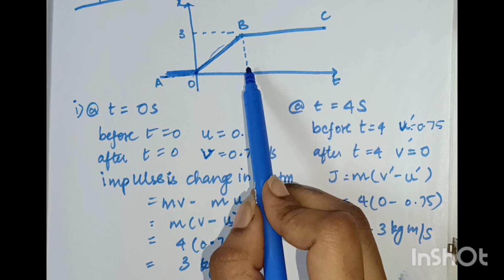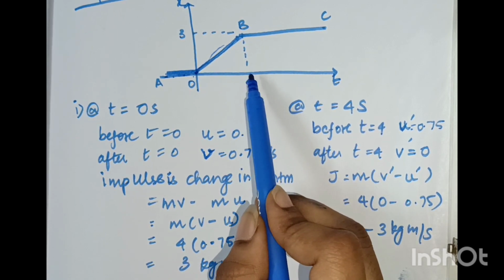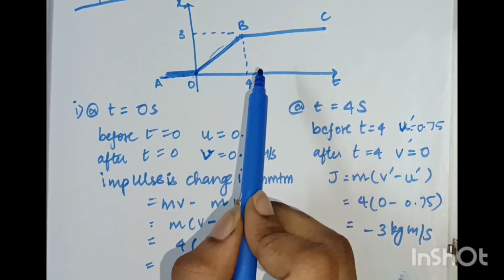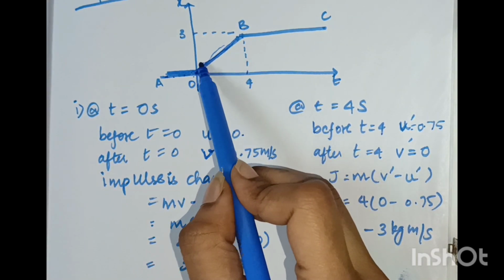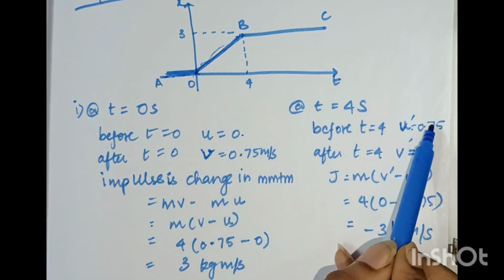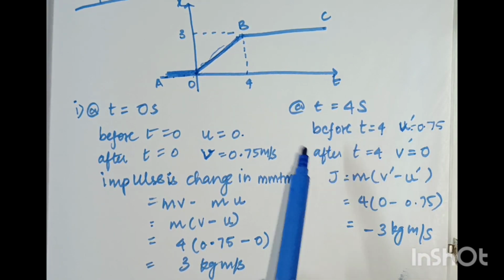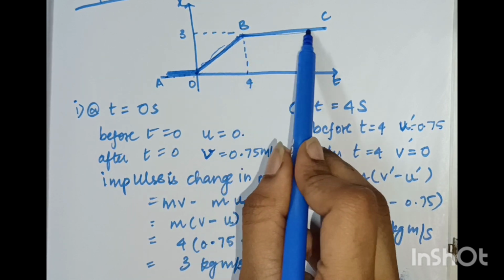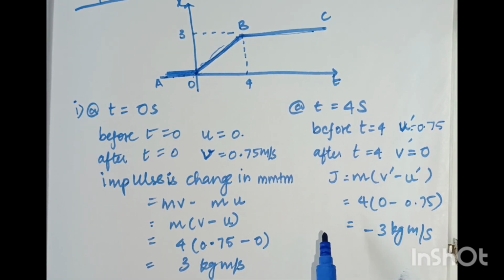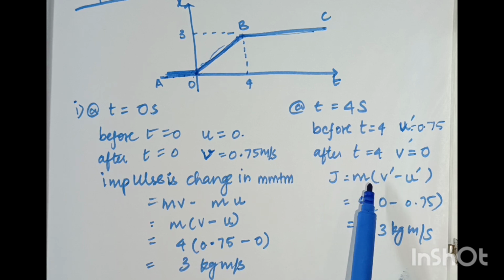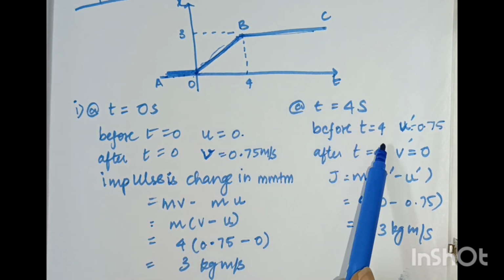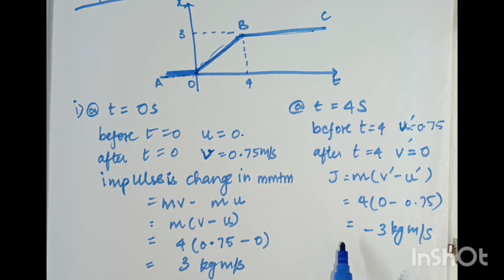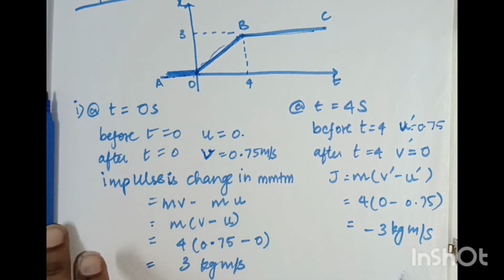Now to find the impulse at t equals 4 seconds, just see before and after t equals 4 seconds. Before t equals 4 seconds, what is the velocity? That is 0.75 meter per second. After t equals 4 seconds, we can see the velocity is 0, so the final velocity is 0. What is the impulse? That is change in momentum, m into v final minus v initial. Mass is 4 kilogram, v final is 0, and v initial is 0.75 meter per second. So the answer is minus 3 kilogram meter per second.